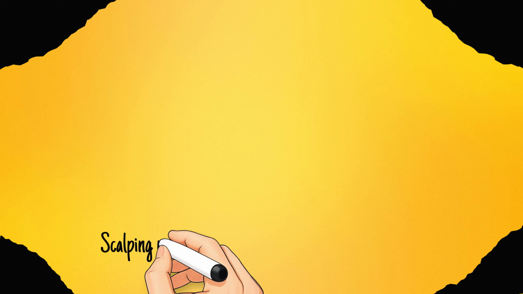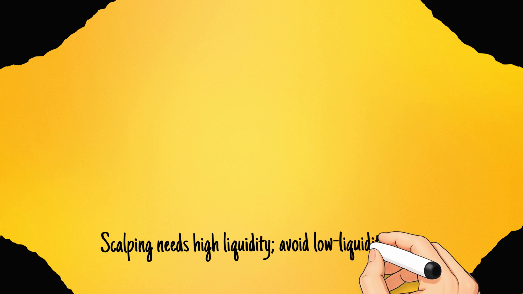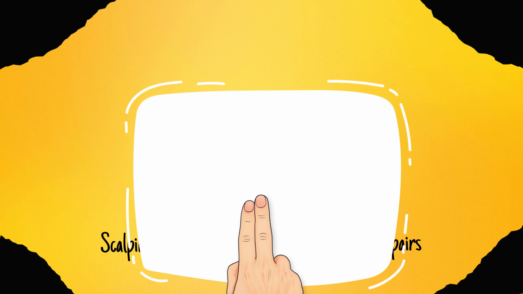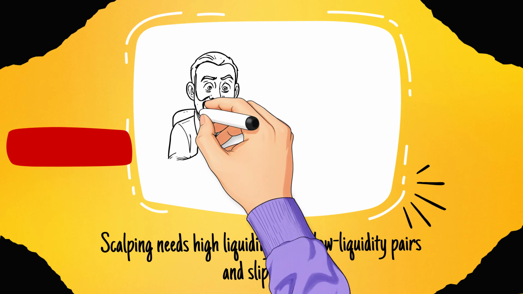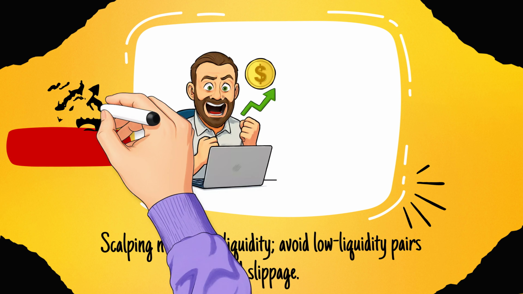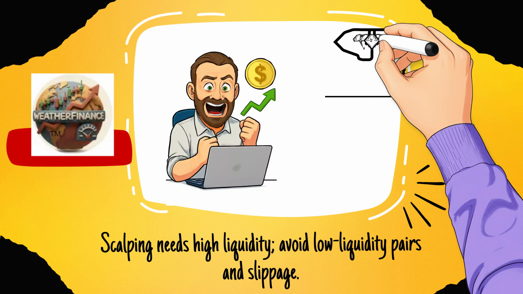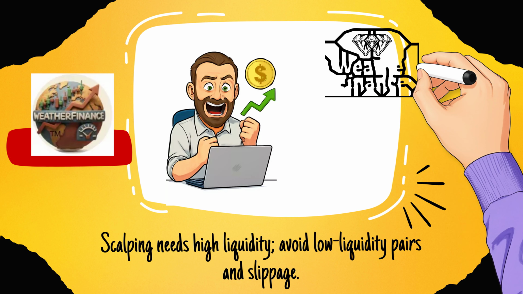Crucial adaptation: liquidity and slippage. Scalping demands high liquidity. Stick only to top pairs like BTC/USDT or ETH/USDT. Low liquidity means your order will not fill at your expected price. Slippage can instantly erase your small profit target.